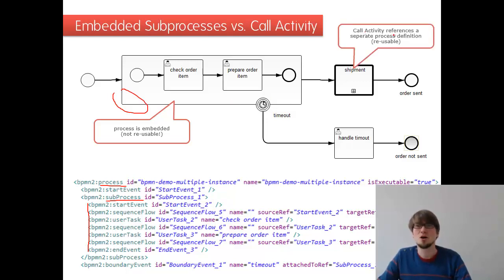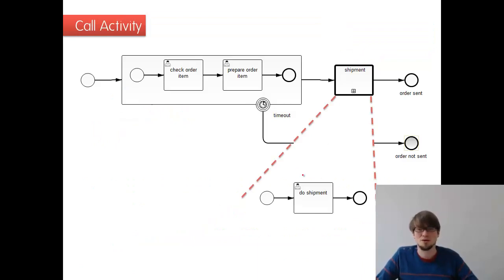The other thing is the call activity. The important thing here is to recognize the difference with the thick border. The thick border is the important thing. This means the call activity really references a process which is defined somewhere else. So the shipment is a completely different process, defined in its own XML file, deployed as a separate process definition, and this is just referenced and started when you walk into the call activity. Then the main process waits until the called process is finished, and then it moves on. Pretty straightforward, but important to get the difference.